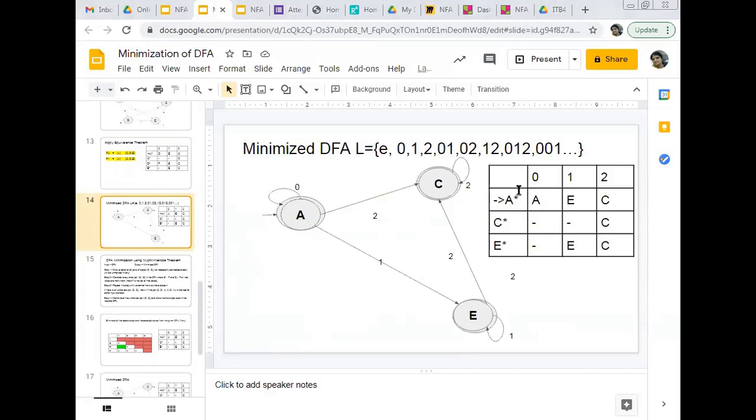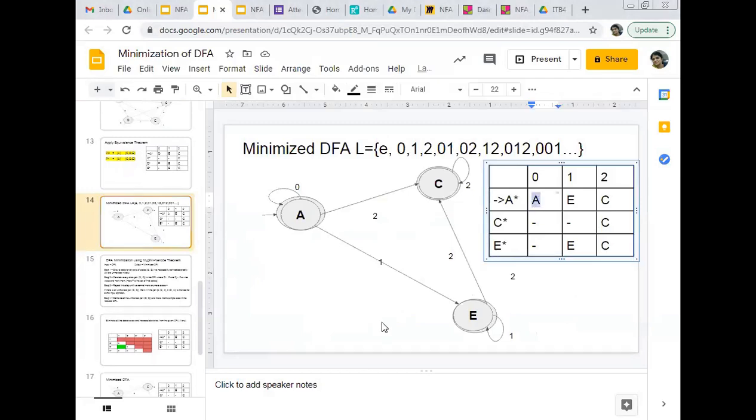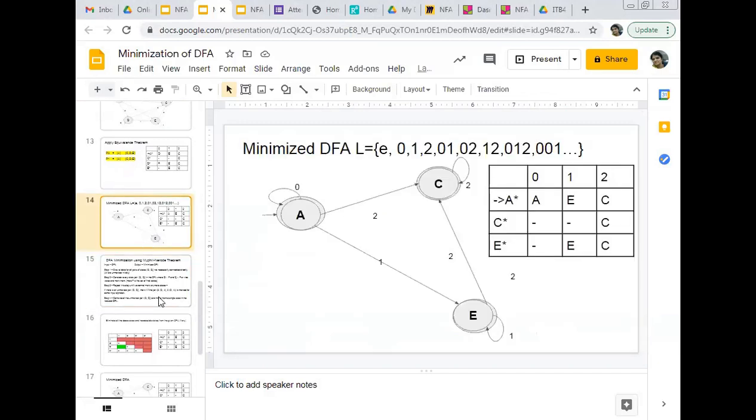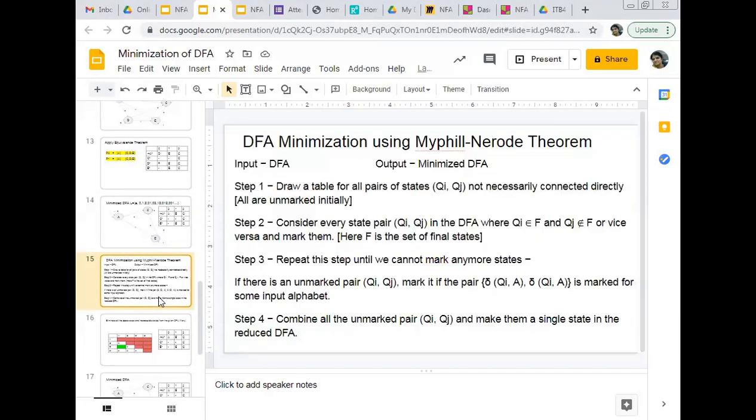So ACE is kept as it is, and D is combined with A. D is replaced with A. Okay, that is your equivalence theorem. Next one is the Nerode theorem.